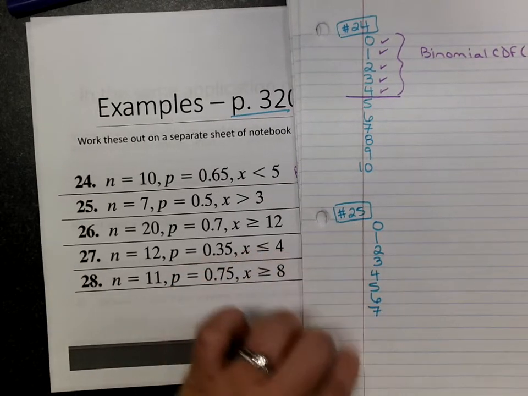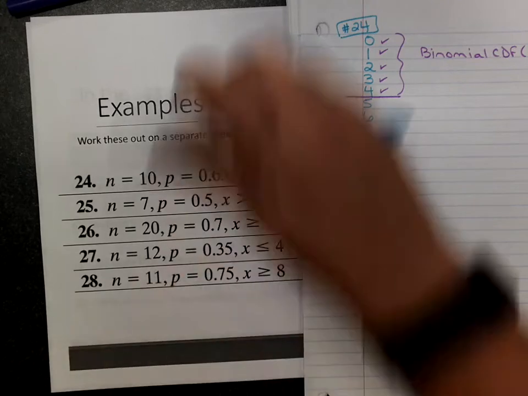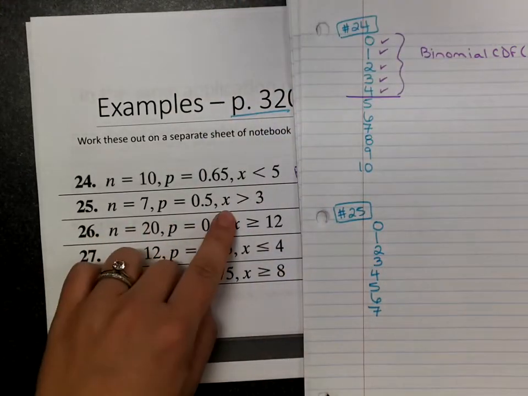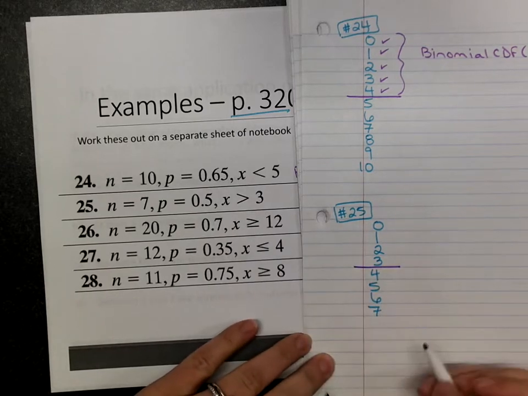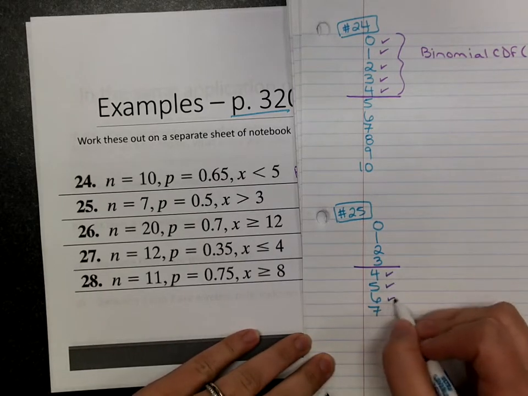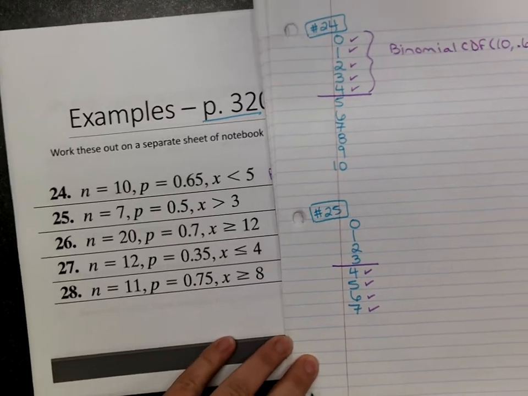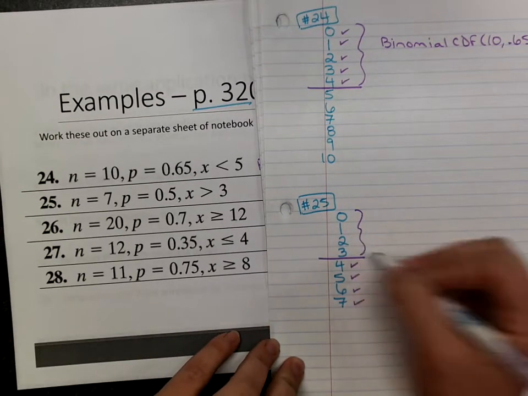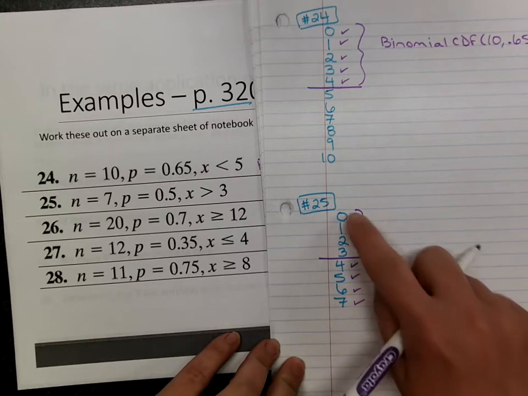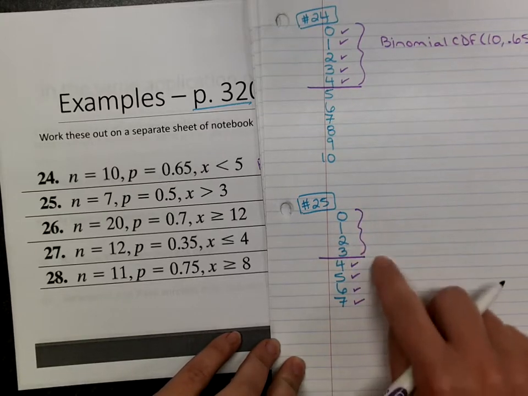Always start with 0 through your sample size. And this time we want x is greater than 3. So greater than 3 goes there. We want 4, 5, 6, and 7. We said that anytime we need a greater than, we have to do 1 minus the other. So we're going to do 1 minus this to get these.